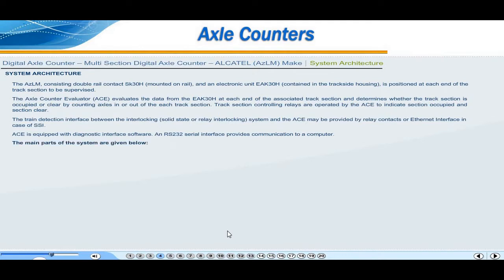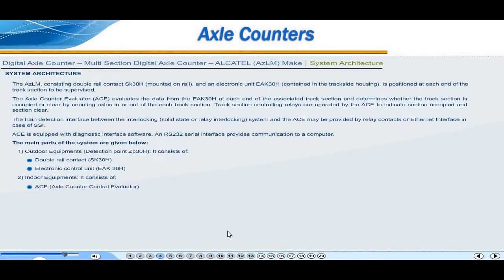The main parts of the system are given below. Outdoor equipments, that is detection point EZP30H. It consists of double rail contact, that is SK30H, and electronic control unit, that is EAK30H. Indoor equipments. It consists of ACE, that is Axle Counter Central Evaluator, vital relay, reset box, that is ERBM02, power data coupling unit, that is PDCU, and power supply for ACE and EZP30H.